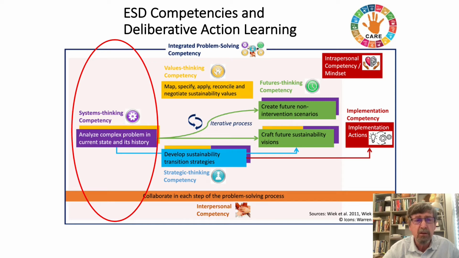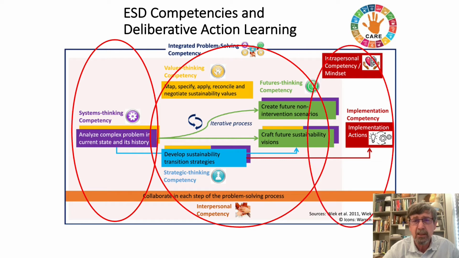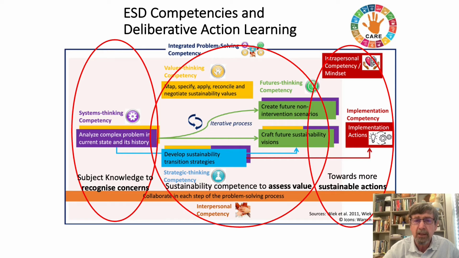Well, if we look at it carefully, we see that systems thinking, and then the process competencies, and then the action competencies tend to be reflected in this very useful diagram around starting up the teaching of knowledge so that students will recognize concerns, then being able to develop the competences to assess value, and finally being able to do something in terms of sustainability and actions.